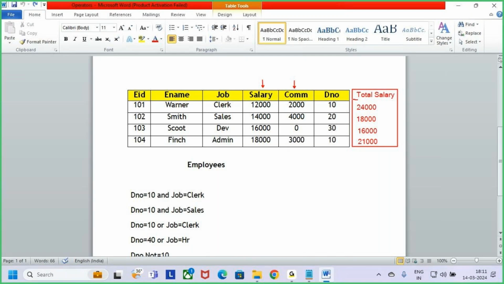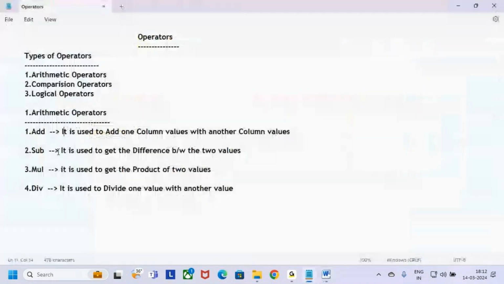To find out the total salary, I'm going to add the values under the salary column with the commission column. Whenever you add one column's values with another column, use the addition operator, guys. So by adding these two column values, I'm going to find out the total salary of the employees. So this is the scenario where we use the addition operator.